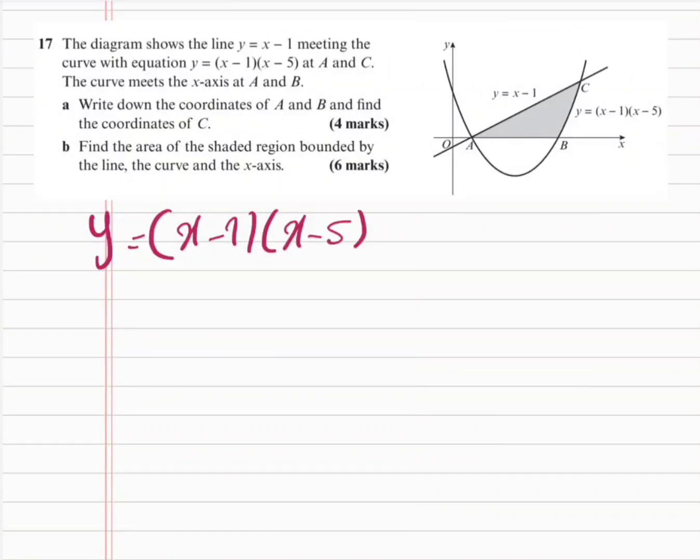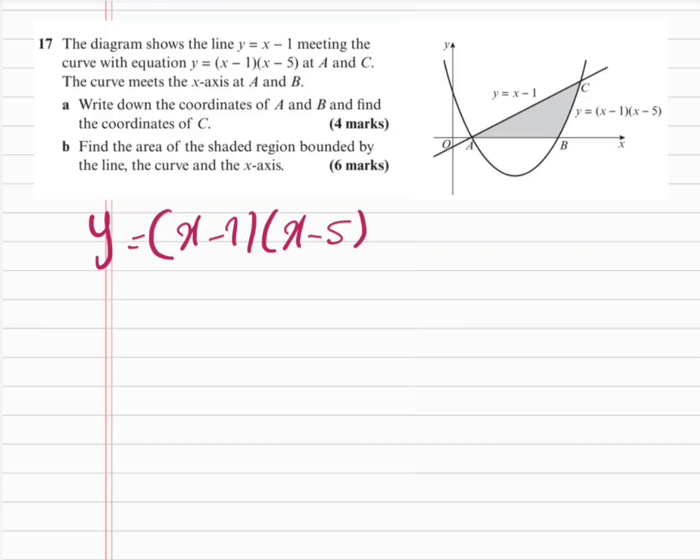Hi everyone, this video is on mixed exercise 13 question 17. So we have this diagram which shows the line y is equal to x minus 1 meeting the curve with equation y is equal to (x minus 1)(x minus 5). And in part A, we want to write down the coordinates of A and B and also find the coordinates of C.